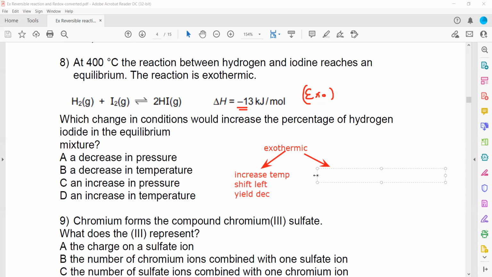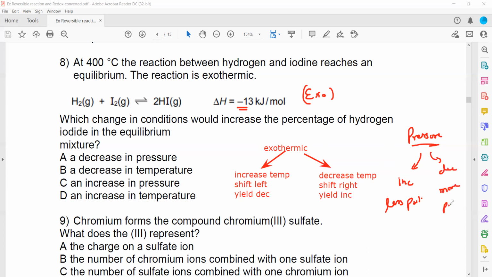And if a reaction is exothermic and you decrease temperature, equilibrium will shift towards the right hand side, or the yield or the amount of the product will increase. And what about the pressure? For pressure, it's not fixed, it depends on the equation. If we increase the pressure, it will shift towards the side where less particles are there. And if we decrease pressure, it will shift towards the side where more particles are there.